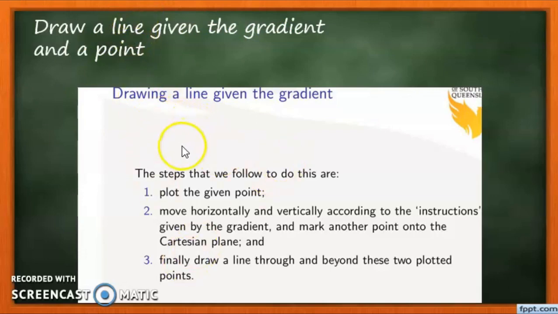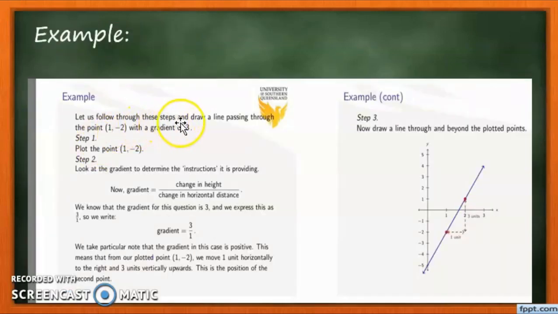So here are the steps. Step 1, plot the given point. Secondly, move horizontally and vertically according to the instructions given by the gradient, and mark another point onto the Cartesian plane. Third, finally, draw a line through and beyond these two plotted points. So let us follow through these steps and draw a line passing through the point (1, -2) with a gradient of 3. Step 1, plot the point (1, -2).